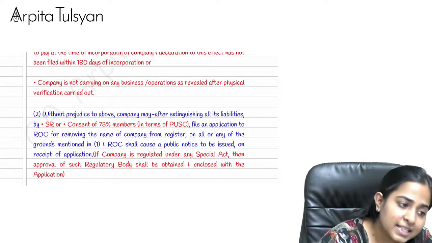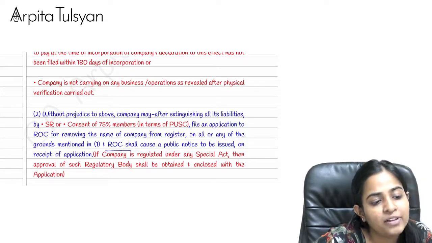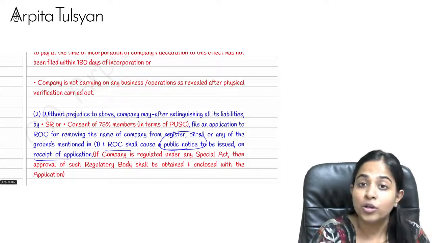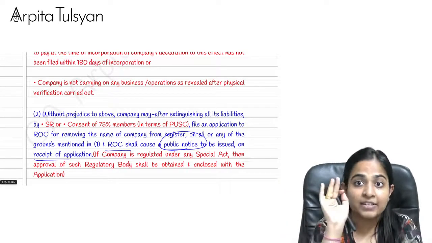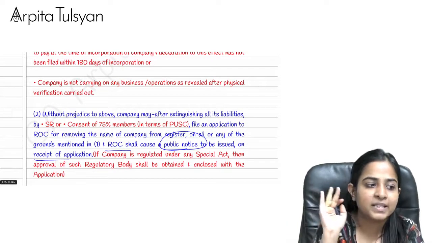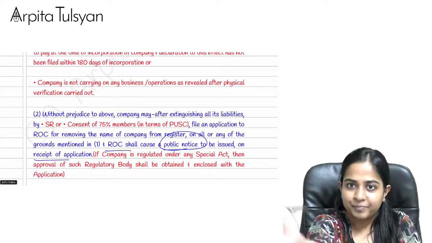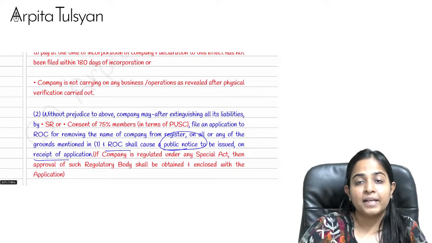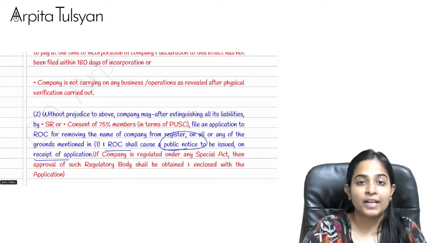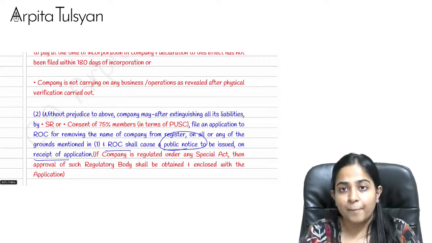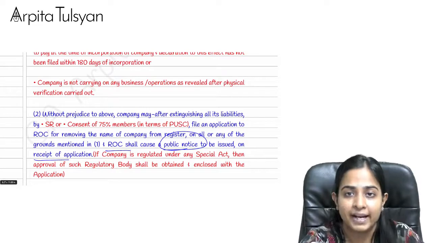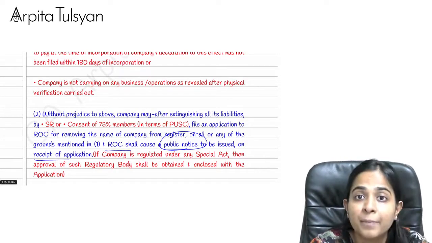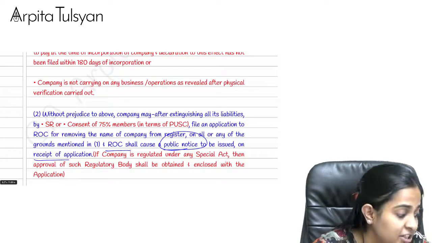Okay, and once that happens, then ROC will cause a public notice to be issued. ROC will give a public notice that, see, we have received so and so application from this XYZ company. Even the public should know that this particular company has made an application for striking off the name from the register of companies, because some people might be aggrieved, right? Some people would not even have the knowledge that such a thing has happened.